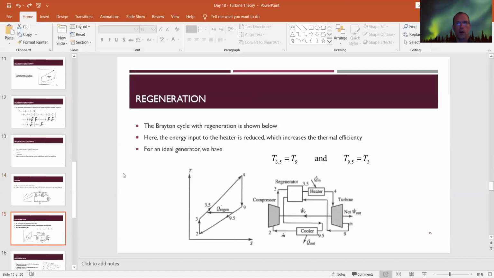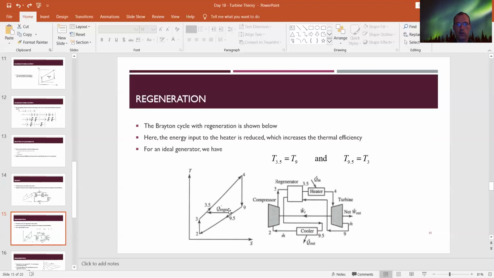The other common configuration is the regeneration variant. So here I have energy input to the heater reduced, which is going to increase my thermal efficiency. And so what I have here is this regenerator section between the compressor and the heater. And so when flow comes out of my, back down to only one turbine, when it comes out of that turbine, some of it, actually all of it goes into the regenerator, and then some of that comes back into the heater, some of it goes into the cooler like you did before.